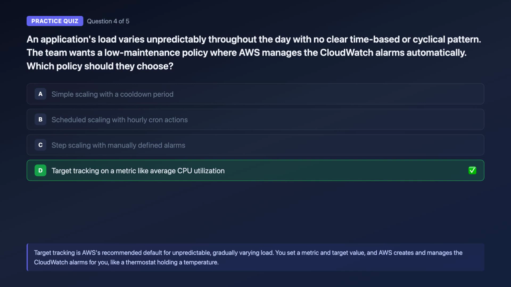The answer is D. Target tracking is the recommended default for unpredictable, gradually varying load. You set a metric and a target value, and Amazon Web Services builds and manages the alarms for you, the thermostat model. Step scaling makes you manage alarms yourself, and simple scaling is deprecated.